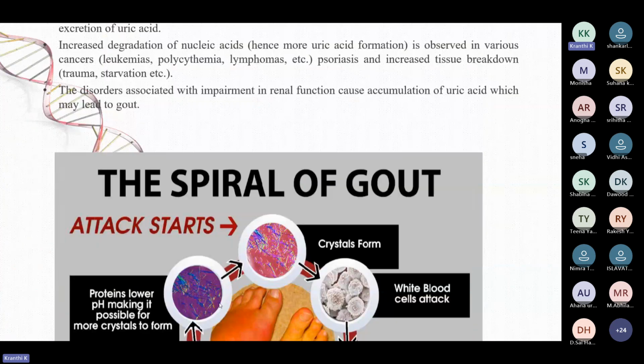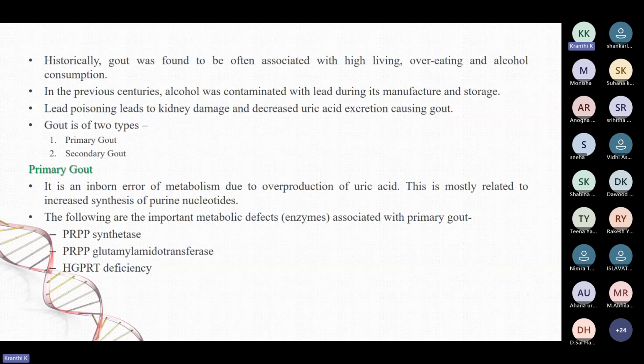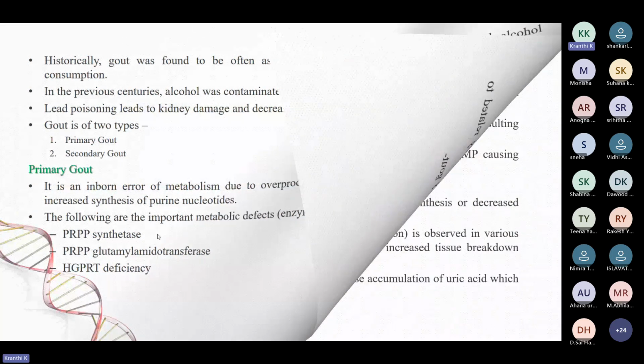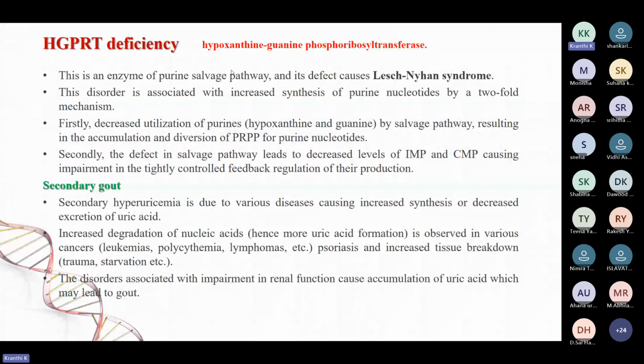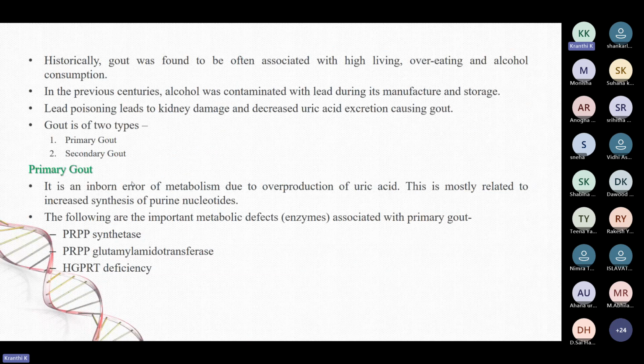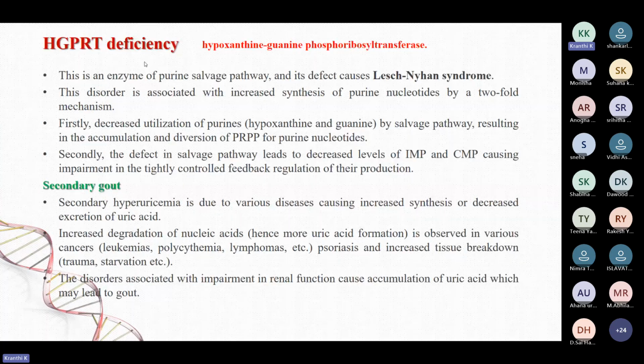So we have two types of gout, primary and secondary. And coming to one important thing in the primary, there is an enzyme deficiency. That enzyme is called hypoxanthine guanine phosphoribosyl transferase, HGPRT. In some people, HGPRT deficiency will be there. So that comes under the primary gout only because it's an inborn error. This is an enzyme of the purine salvage pathway and its defect causes Lesch-Nyhan syndrome.